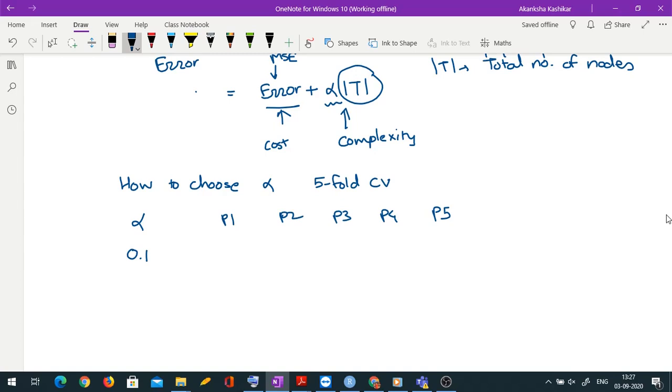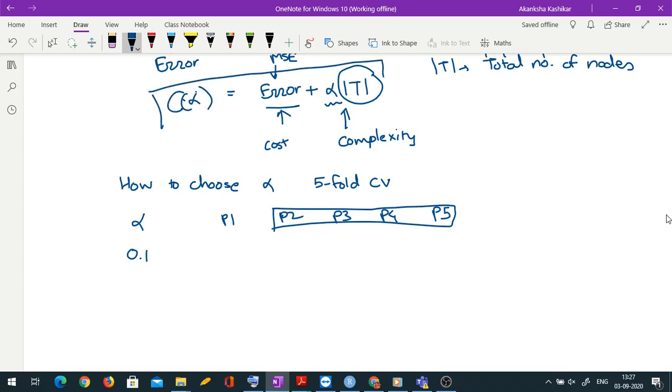Means with alpha equal to 0.1, I would take these P2, P3, P4, P5 as my training data. And with this total cost complexity term, so if I call this C of alpha, I would first build an entire tree on the basis of this training sample. Then I would prune that tree so as to get the best value of this. Best means here minimum. Okay, so the minimum value of this with alpha equal to 0.1, and that tree I would use as the final tree to predict outcome for observations which are in P1.